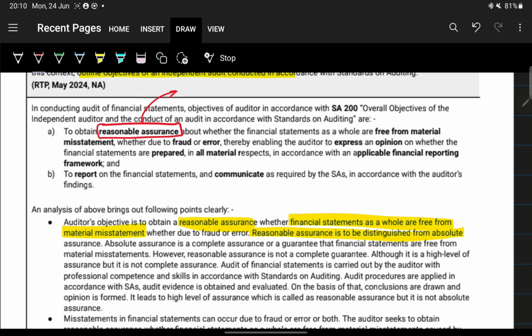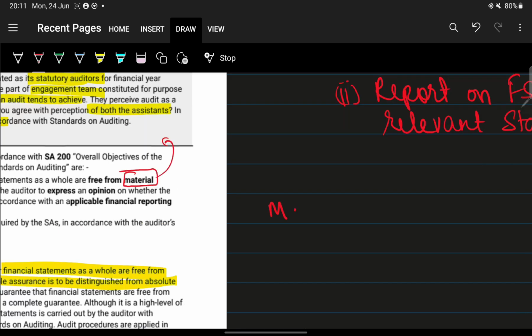Absolute assurance is a guarantee that the financial statements are free from material misstatement, but here it gives only a reasonable assurance that financial statements are free from material misstatement. Next, you'll have to dive into what material misstatement means. What does material mean? Material means either individually or jointly, it is capable of influencing the economic decisions of its users, or the economic decisions of the person relying on such financial statements.